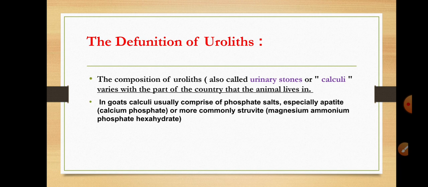The composition of urolith, also called urinary stone or calculi, varies with the part of the country that the animal lives in. For example, in goats, calculi usually comprise phosphate salt, especially apatite, which is calcium phosphate, or more commonly struvite, which is magnesium ammonium phosphate hexahydrate.